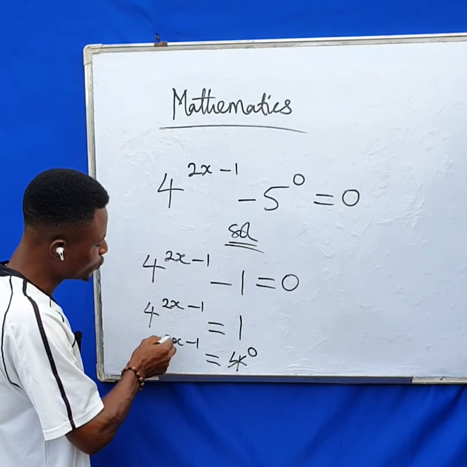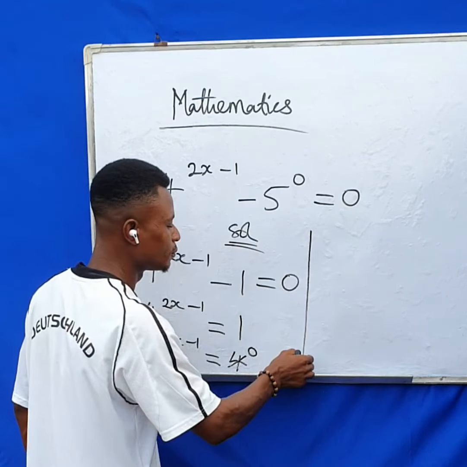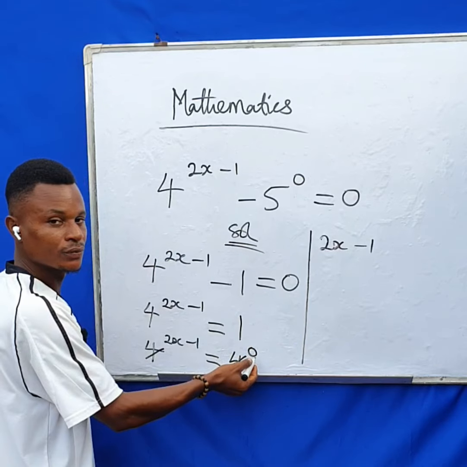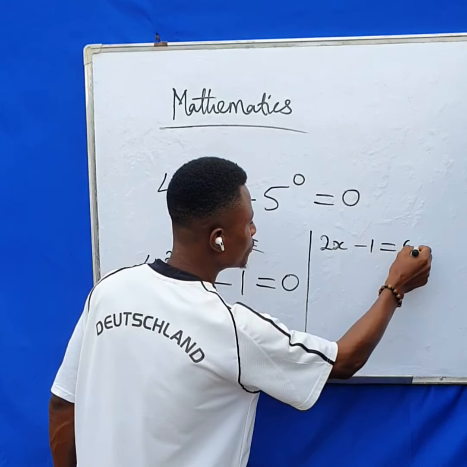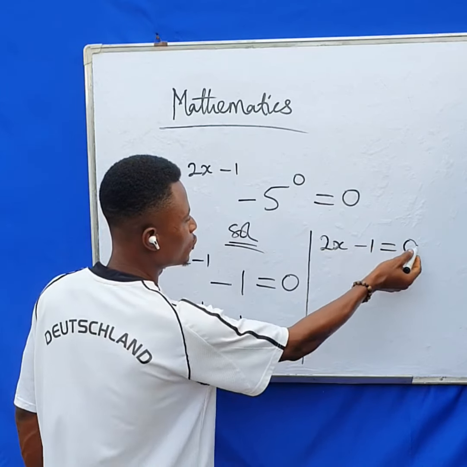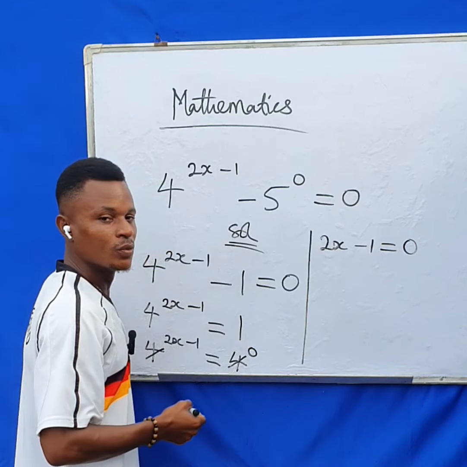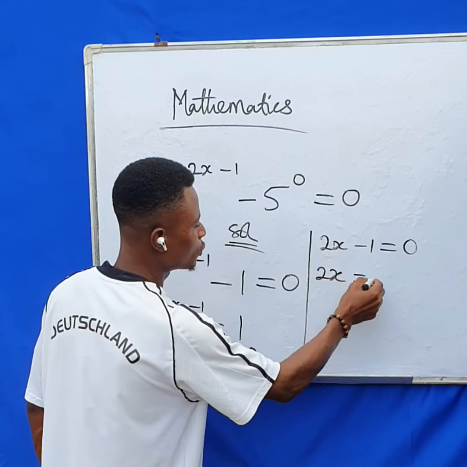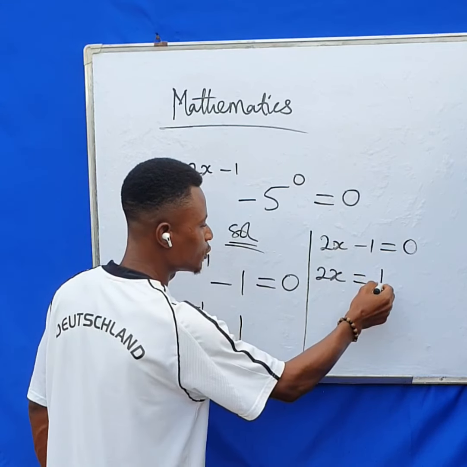And we are going to be left with 2x minus 1 equal to 0. Next thing we are going to do is to move this negative 1 to this side of the equation. When we do that, we are going to be left with 2x equal to, when this 1 crosses, changes to positive 1.